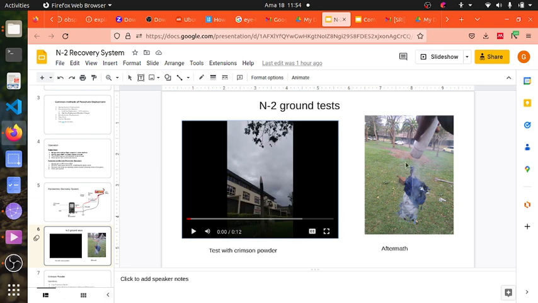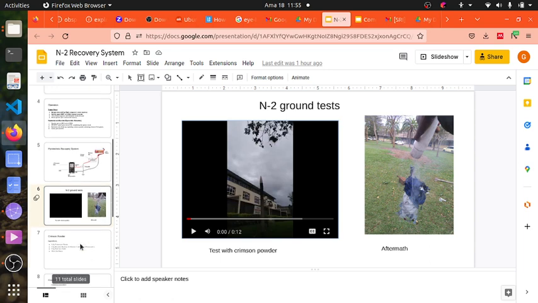And the aftermath is that pyrotechnic is a hot gas deployment mechanism. That is why it causes this to burn, which is something that is undesired. Later we look at what we did to solve that.